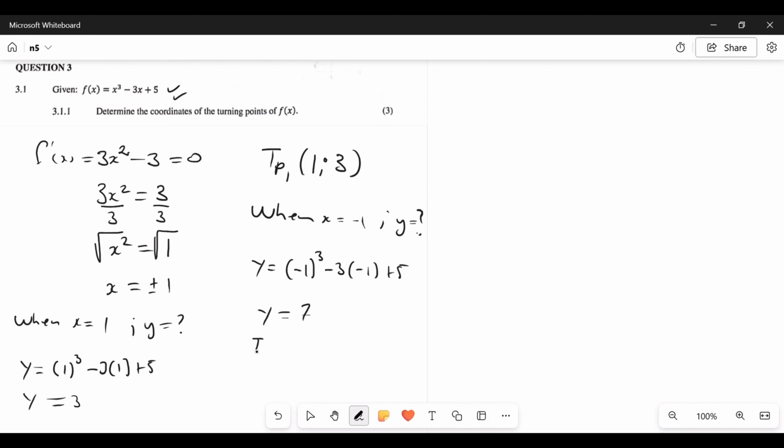So turning point 2, here we go. When x is -1, y is going to be 7. So this here is our answer. So we have two turning points there. Remember, they want us to find the coordinates of the turning point.